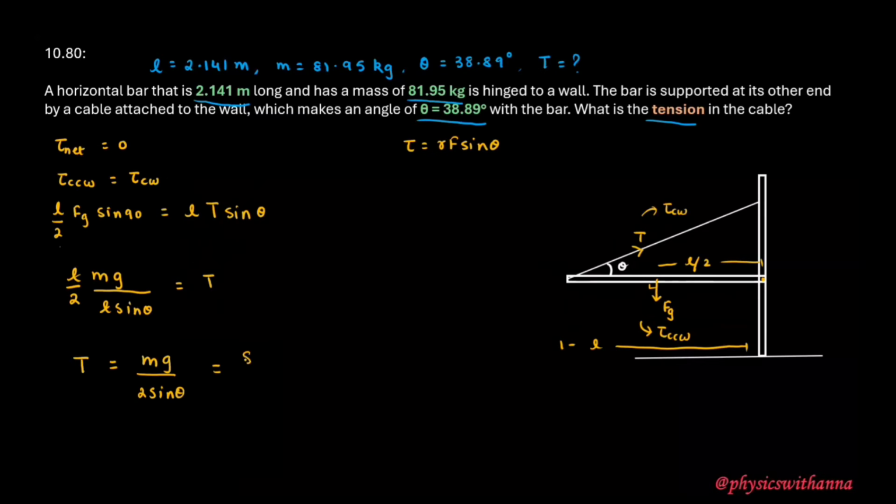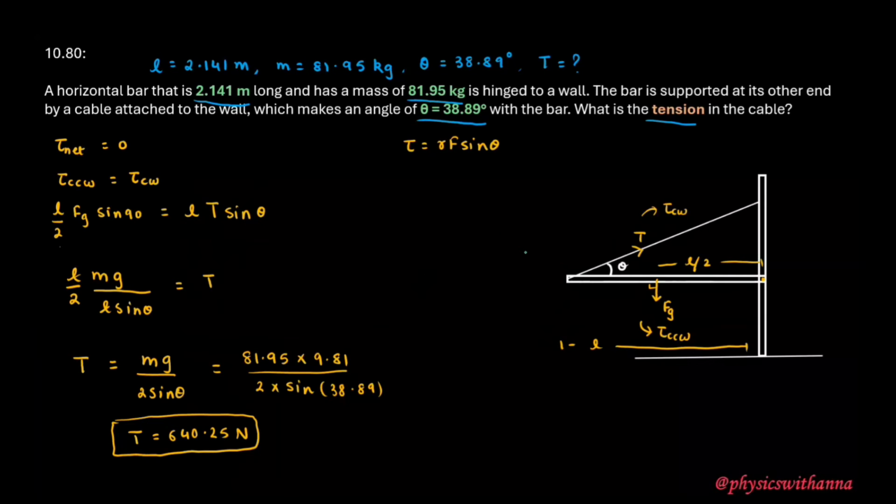Now let's substitute to calculate T. Mass of the bar is 81.95, g is 9.81, over 2 times sine of the angle theta, which is 38.89. That gives you the tension T as 640.25 Newton.